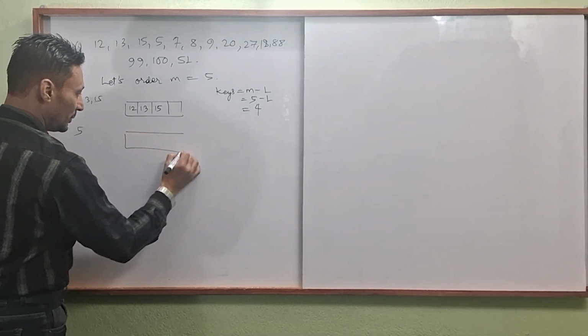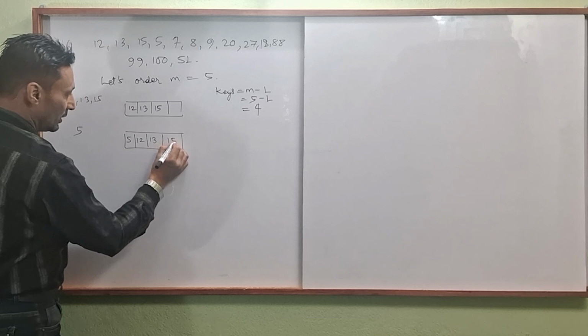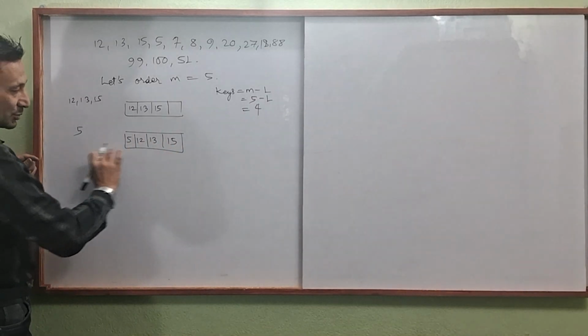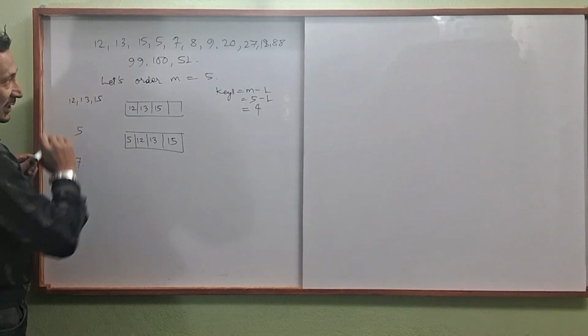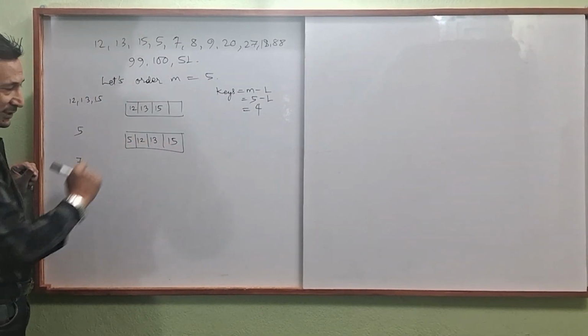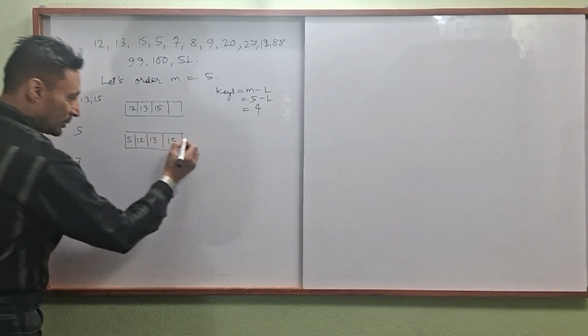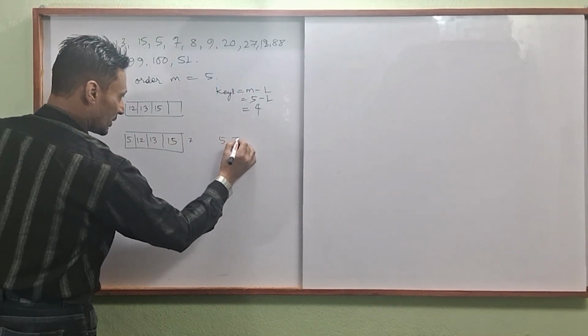So we'll be writing 5, 12, 13, 15. Ordering is necessary, so in this way we'll order. Now 7 is the next data. Now let's see what will happen. Now we cannot store 7 in this node. So what we do is we'll place 7 here and we'll sort the data. Sorted data will be something like that.